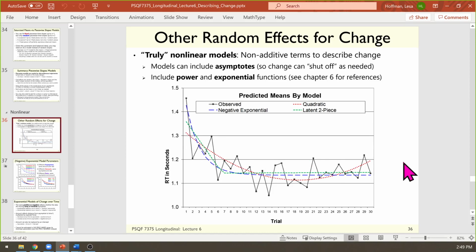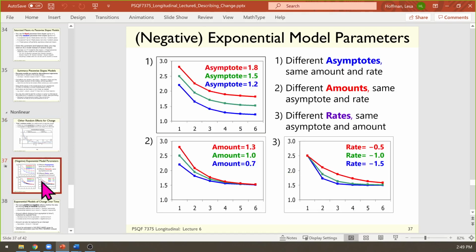And it's negative in this case because the change is slowing down. Not because it's going down, but because it's slowing down. So this is an example of what I would call a truly nonlinear model. The version that I have here has 3 parameters to it. It is an asymptote, an amount, and a rate.